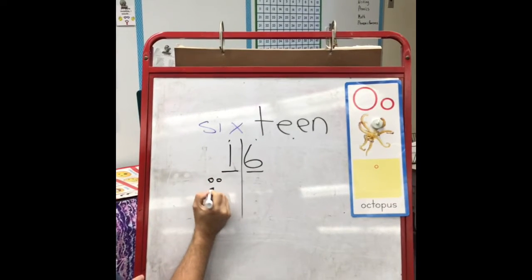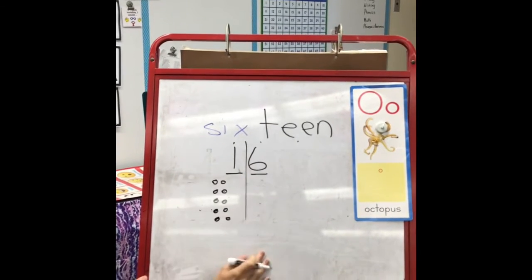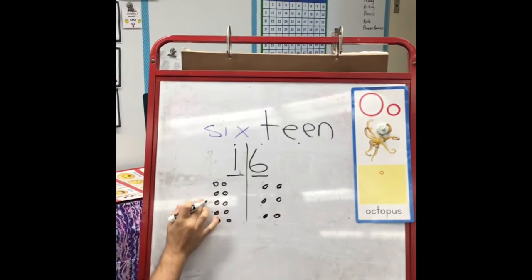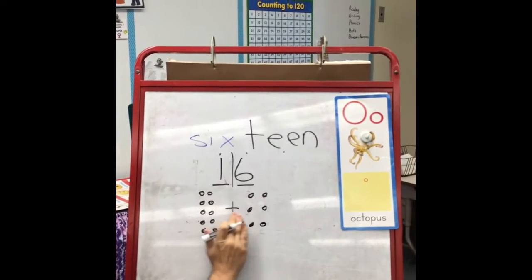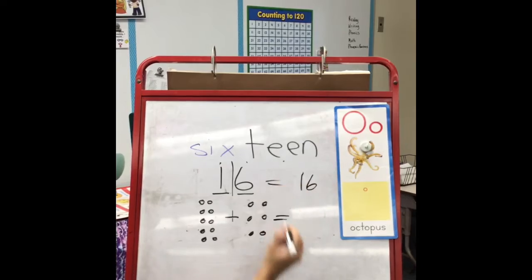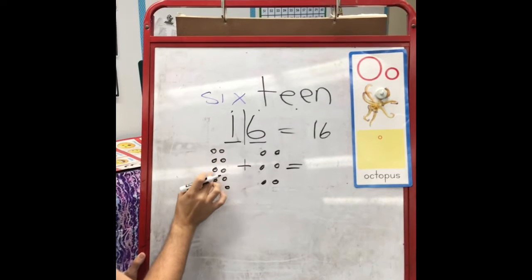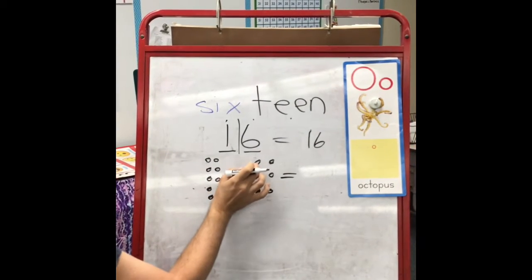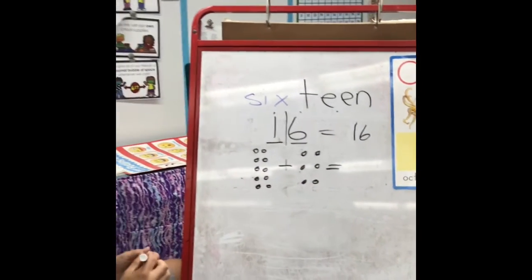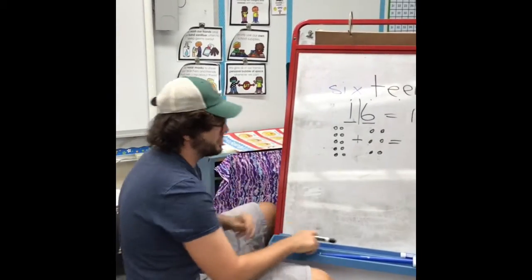So I've got a group of 10 right here. There's my 10, 1 10. And here is my 6. So I have 10 plus 6 equals 16 over here. And if I add these all up and count them, it would be 16 dots. 1, 2, 3, 4, 5, 6, 7, 8, 9, 10, 11, 12, 13, 14, 15, 16. So that teen part just means 'and 10,' or add 10 to the number that you start with.